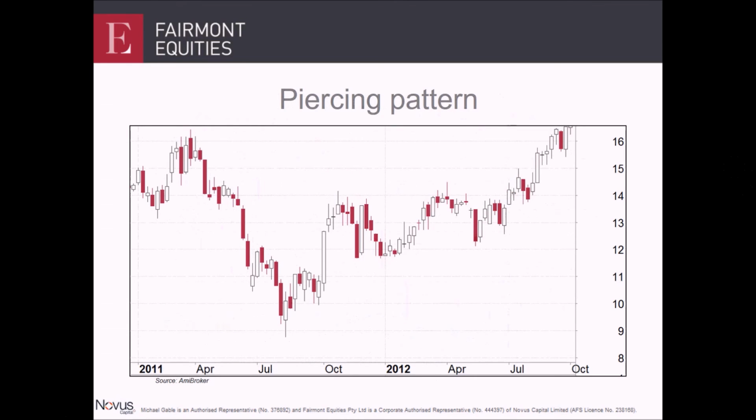Now the piercing pattern is very similar to the bullish engulfing pattern, but it just doesn't finish as high up. So what we're looking at here is a stock that had been trending down for a while, and then at this point here it opened lower, starting to trade lower, but by the end of the week on this weekly chart we could see that it got all the way back into the range of the previous candle. So this dark candle is the previous candle, and the piercing pattern goes back into the range.